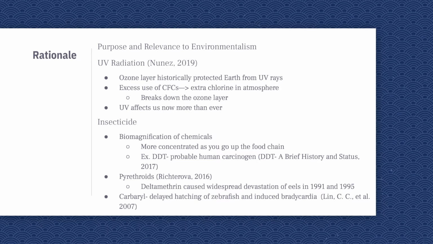Pyrethroids, for example, are often used in insecticides and have been proven to be harmful to aquatic ecosystems. In 1991 and 1995, deltamethrin, a type of pyrethroid, caused widespread devastation of eels in Lake Baltan, Hungary. These examples prove that biomagnification of insecticides has detrimental effects on aquatic ecosystems. That being said, it is clear that UV radiation and biomagnification of toxic chemicals have increasing environmental significance.